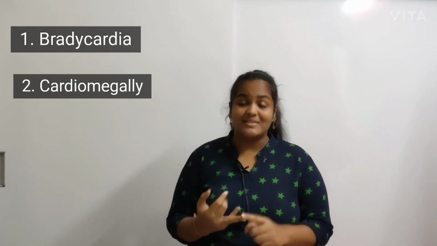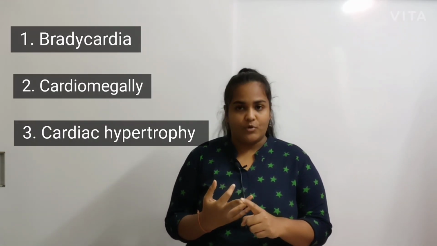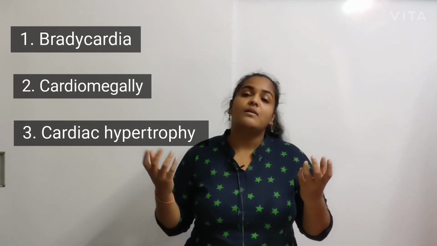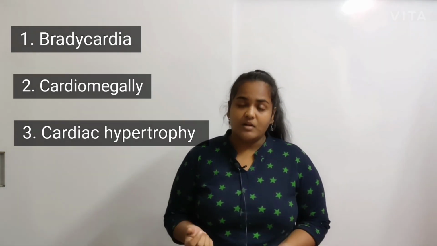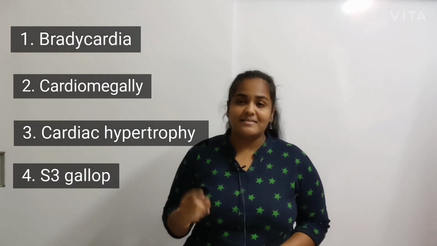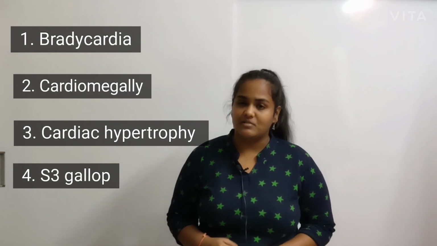usually have 3 major signs. One is bradycardia, that is a lower resting heart rate at 40 to 60 beats per minute. Second is cardiomegaly, which is an enlarged heart. And third is cardiac hypertrophy, that is enlargement or thickening of the walls of the chambers of the heart, usually the left ventricle. Also, an S3 gallop can be heard on stethoscope in some cases of athlete's heart syndrome.